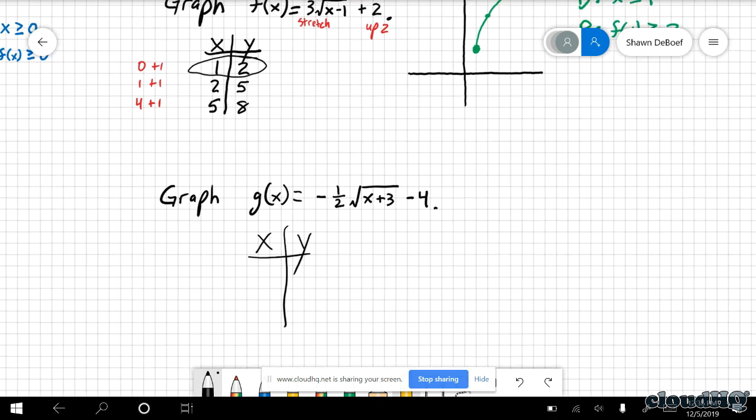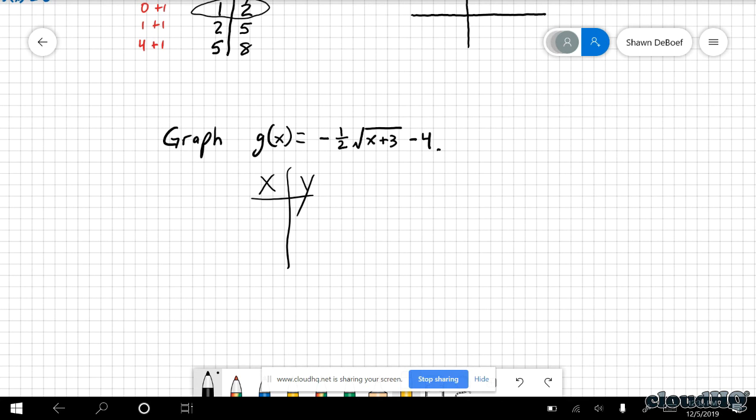We should be a little faster this time. What's my starting point going to be? -3, -4. We look at those numbers. You do the opposite of the one in the square root. So that's why I have -3 and then -4. That becomes my starting point.